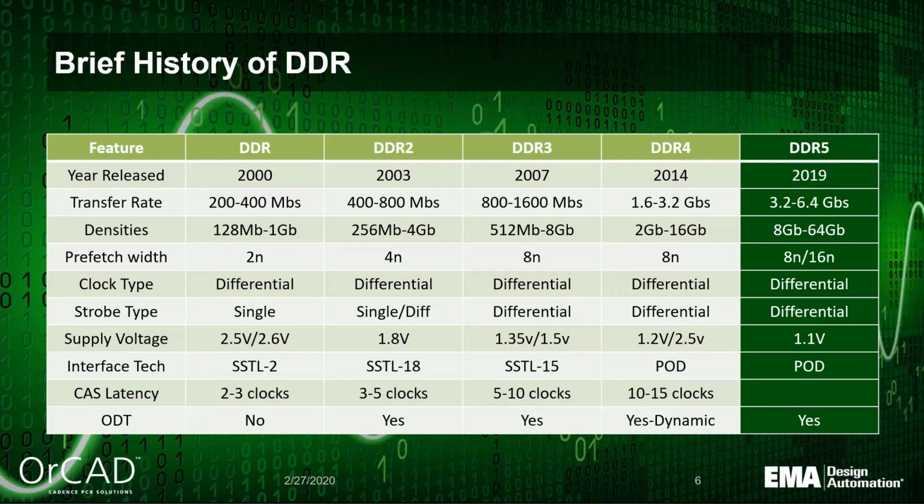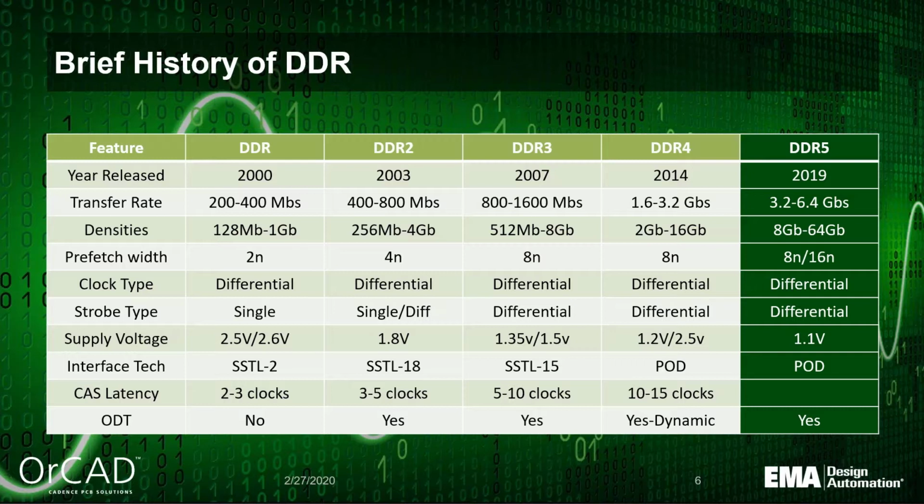DDR3 came about in 2007, bumping rates up to 1.6 gigabits per second, densities to 8 gig, and prefetch widths again have doubled. Now clock and strobe type are differential only, so it's an exclusive differential signaling capability for the strobes. Supply voltage now has dropped to 1.35 volts, still in SSTL technology for the IOs, but now with the latency increase to 10 clock cycles in this particular family, and on-die termination is offered for this as well. And that brings us to DDR4.